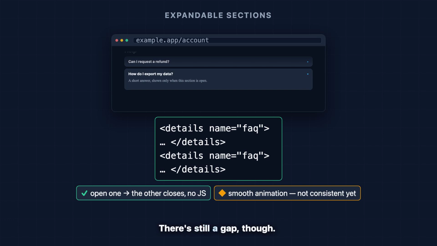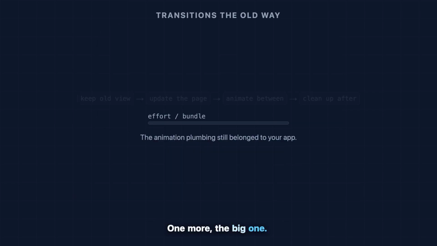There's still a gap though. Smooth open and close animation isn't built in consistently. Native removes the behavior code. It doesn't solve every design need. One more, the big one.